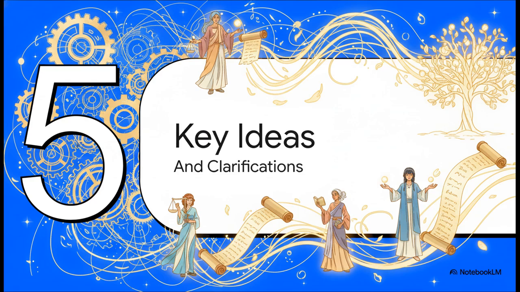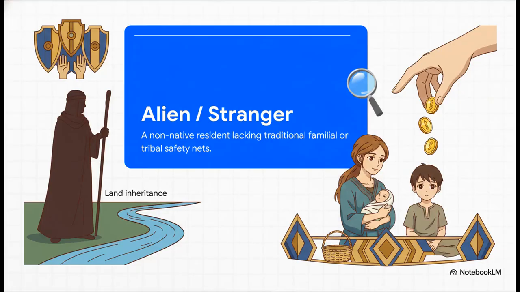Section 5. Key ideas and clarifications. Now that we've seen the step-by-step meaning of the chapter, let's just clarify a couple of key concepts to fully grasp the weight of these laws. You've probably noticed the text repeatedly mentions the alien right alongside the fatherless and widow. In this ancient societal structure, your protection and your economic survival were largely tied to your family and your tribe's land inheritance. The alien, or the stranger residing among them, had none of that. So the repeated pairing of the alien, fatherless, and widow proves that biblical law intentionally designed an economic safety net for the exact people who simply couldn't protect themselves through normal societal channels.